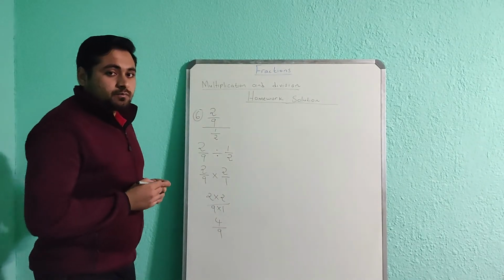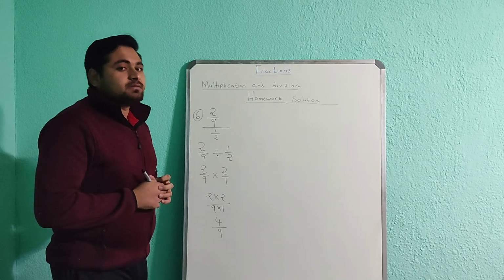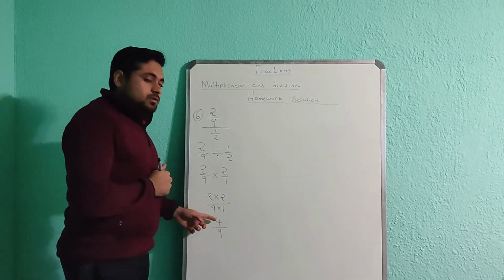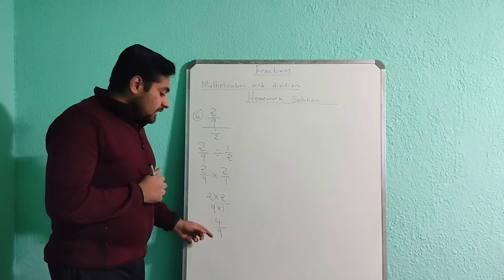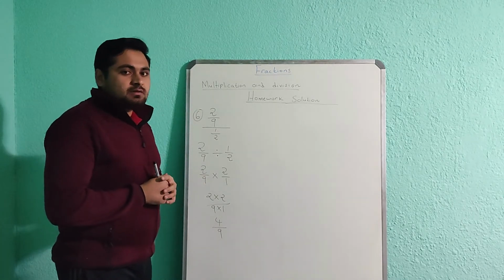So now, can we simplify this fraction further? The answer is no. Why? Because on the numerator we got an even number and in the denominator we got the odd number. So this is your final answer.